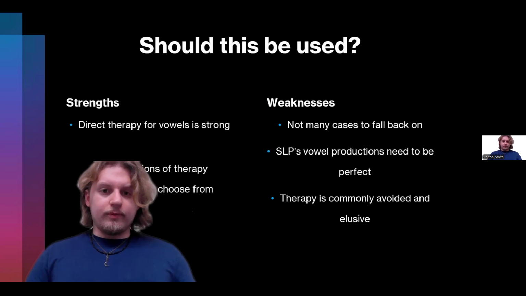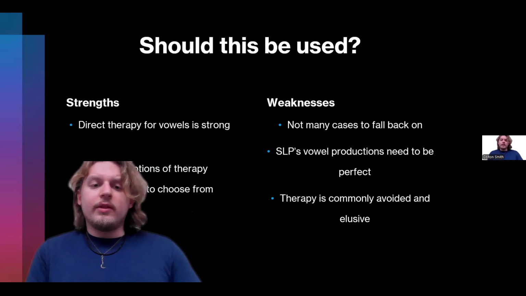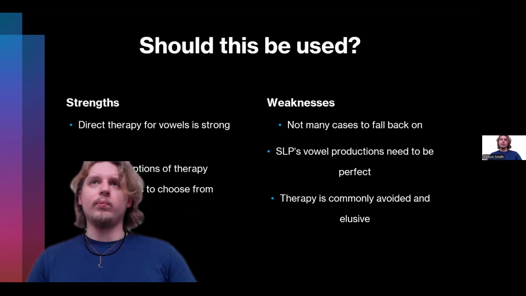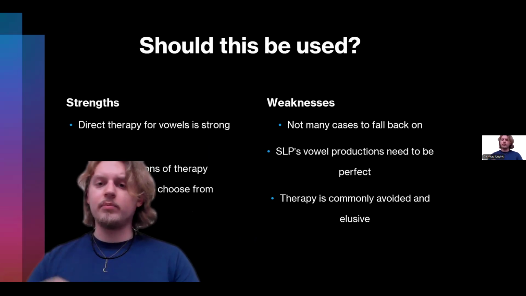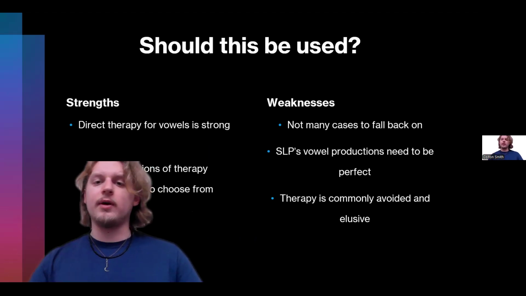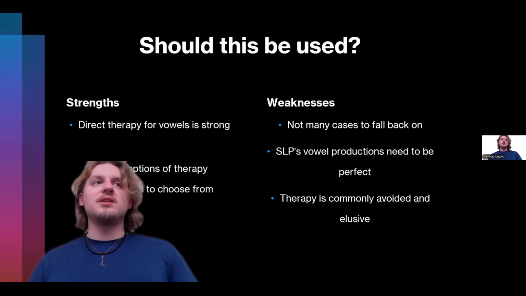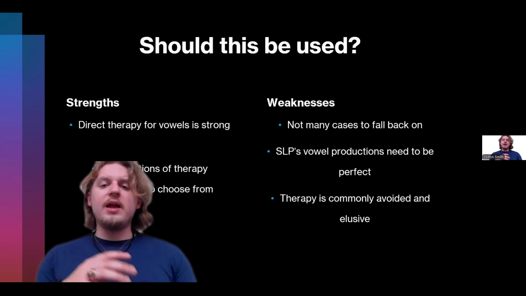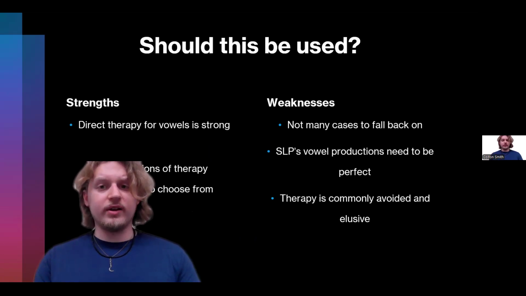As for the strengths and weaknesses of vowel intervention and if it should be used, the strength is that it's very direct. It allows for a clinician to focus on one aspect and just bam, bam, bam, try to hammer a sound home or a group of sounds. And as it's such a broad topic, the clinician has many therapy options or forms of treatment that they can use for vowel intervention depending on each individual client.